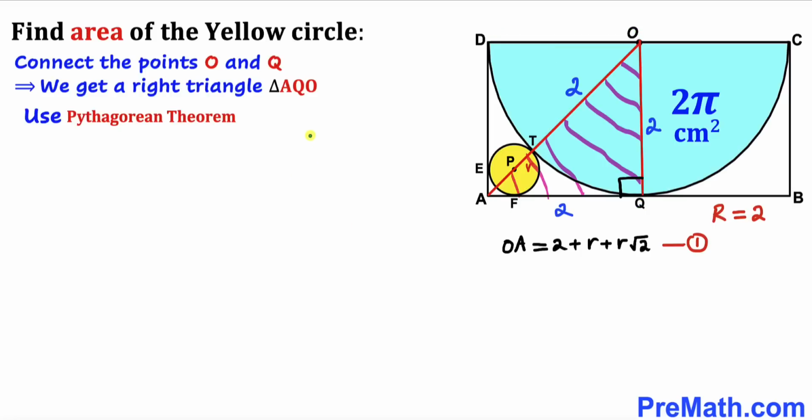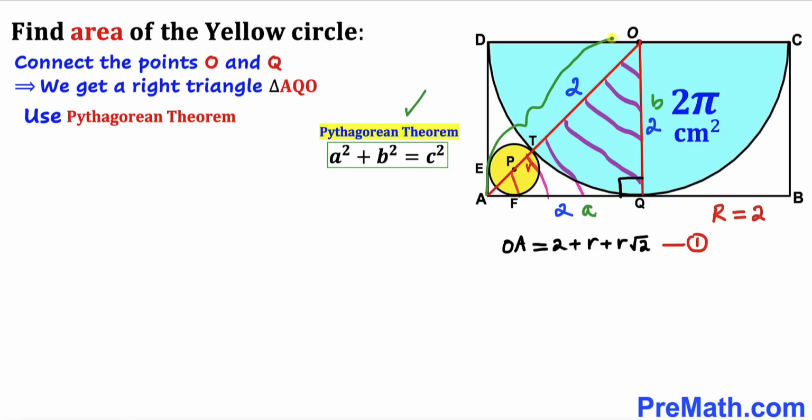Now let's go ahead and apply the Pythagorean theorem on this triangle AQO. And here's our Pythagorean theorem once again. a square plus b square equal to c square. Let me call this side a, this side b, and we are going to figure out this side OA. I'm going to call this side c. So let's go ahead and fill in the blanks in this Pythagorean formula.